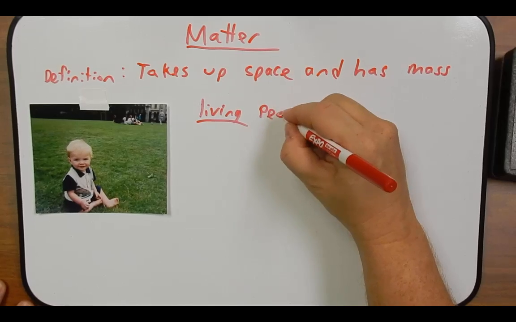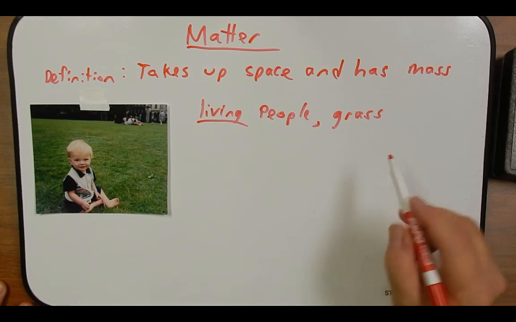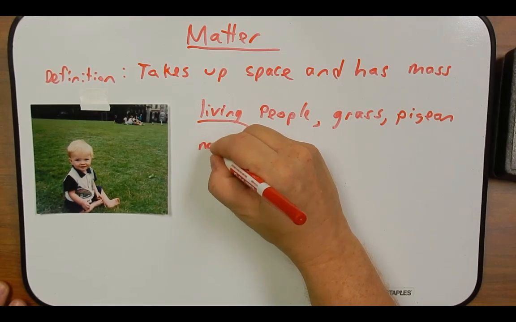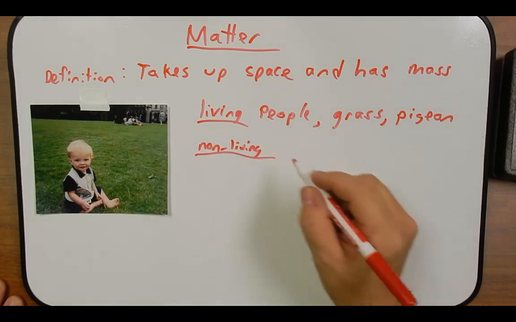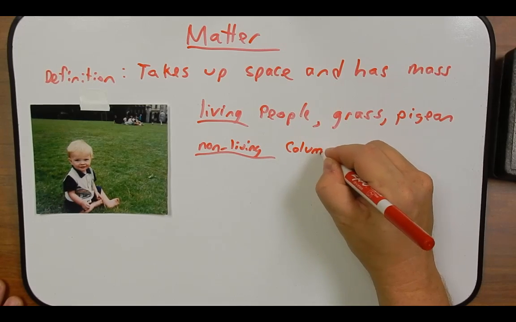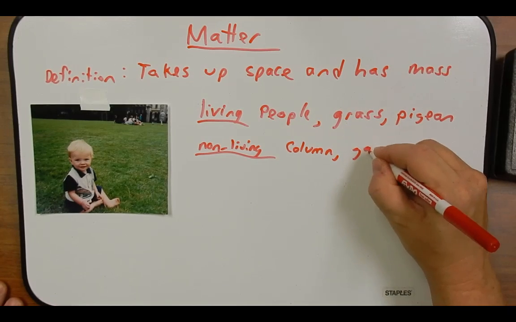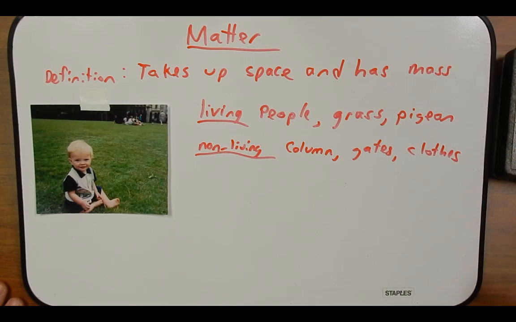So the people, of course, the grass. There's a pigeon right there that one of my kids is chasing. There's probably a whole bunch of living things in the ground that we can't see. That would be matter as well. We're going to mention a couple non-living things, because that's also matter. You see this cement column here. So the column. Looks like there's some gates there. The clothes that people are wearing. The shoes, of course. So all of this makes up matter. We have living and non-living examples.